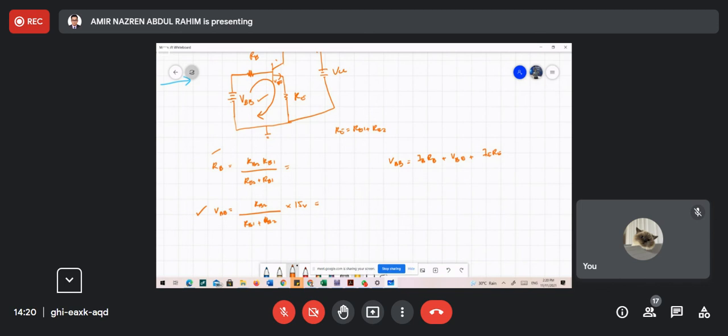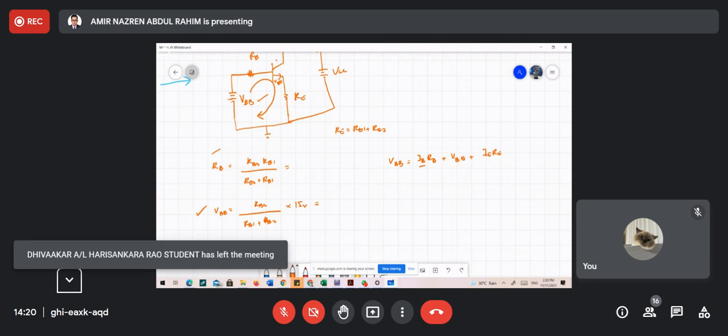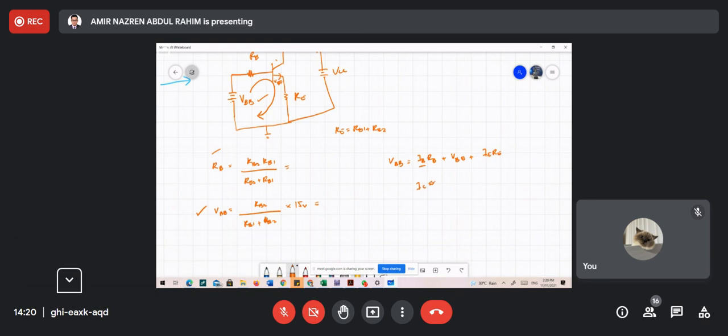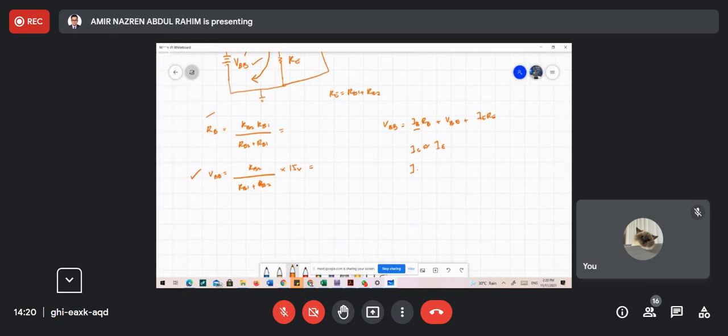So how do we leave only one RB? The relation between RB and RE is like this. Just assume that IC is nearly equal to IE. And as we know, IC equals beta IB.